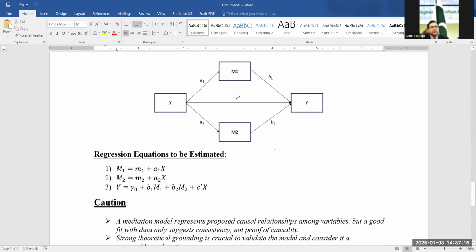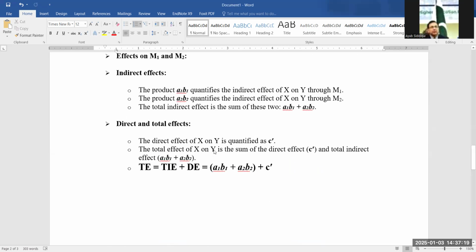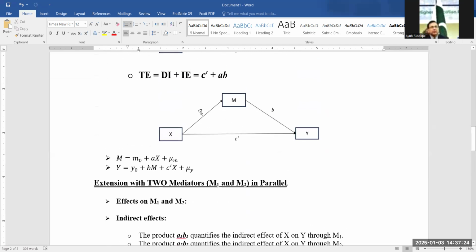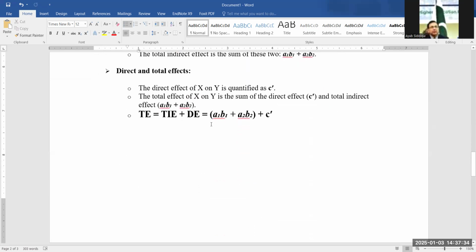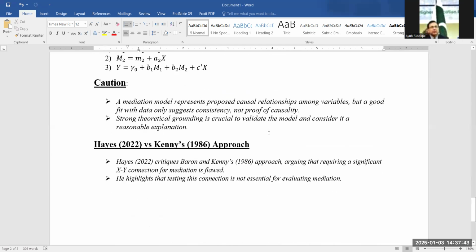But the difference between this parallel mediation and simple mediation is that in simple mediation, you measure the direct effect by C prime and the indirect effect from the product of A and B. But when there are more mediators, then the indirect effect is actually divided into multiple paths. A1B1 is the first, and A2B2 is the second. So that is the C equation. Now we will be moving on to a very important concept.